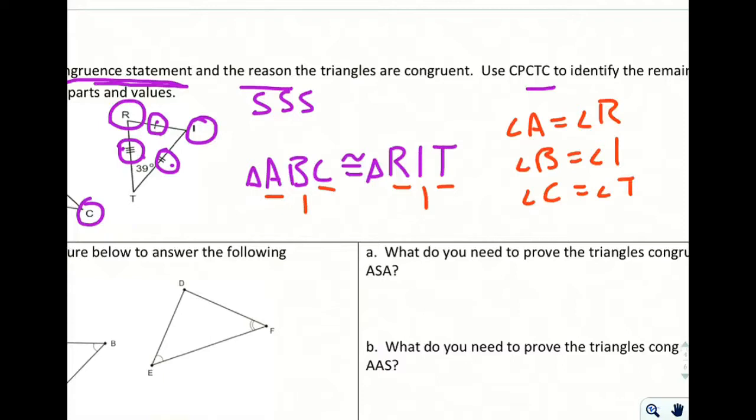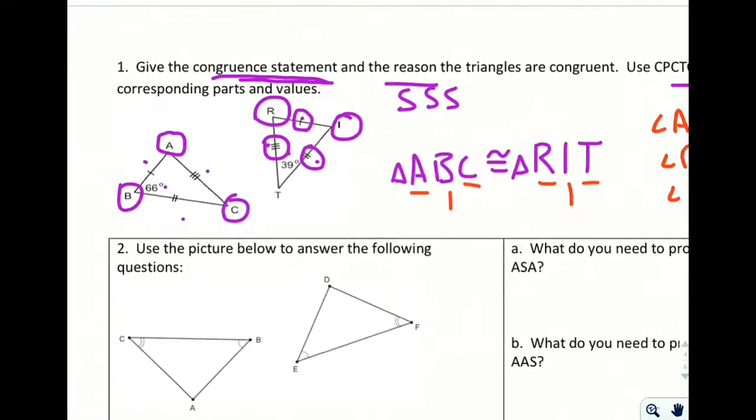So that's what it means by using CPCTC. That's the corresponding parts of the congruent triangles are congruent. So all the angles and all the sides of these congruent triangles are congruent. The reason I only did the angles and not the sides is because we already know that this side and this side are congruent, that this side and this side are congruent. They're marked in the picture, so we don't need those to be written again.